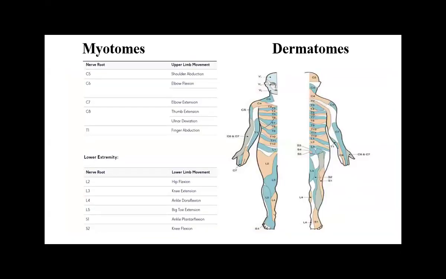As for myotomes, we know C5 is for shoulder abduction, C6 for elbow flexion, C7 for elbow extension, and C8 T1 for intrinsic hand muscles. In the lower limb, L1 L2 for hip flexion, L3 L4 for knee extension, L4 for ankle dorsiflexion, L5 for great toe extension, S1 for ankle plantar flexion, and S1 for knee flexion.